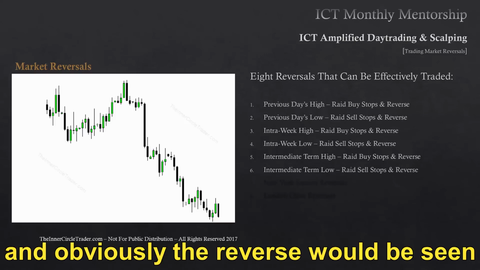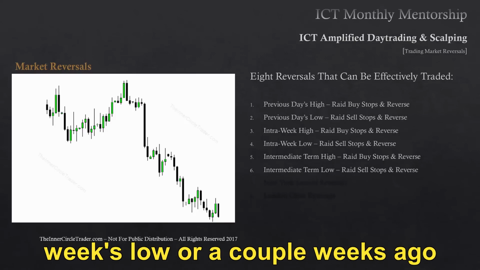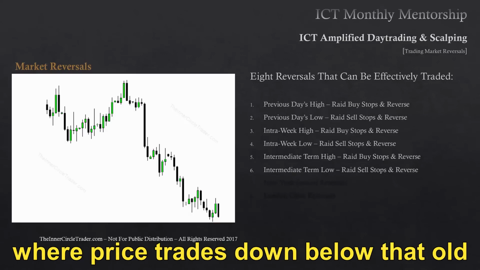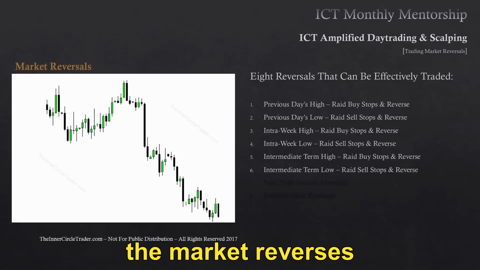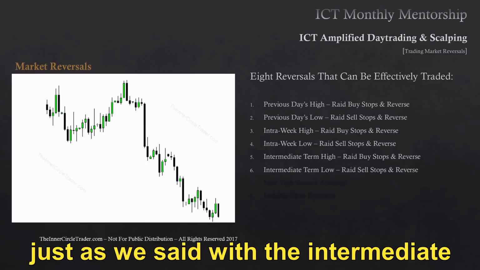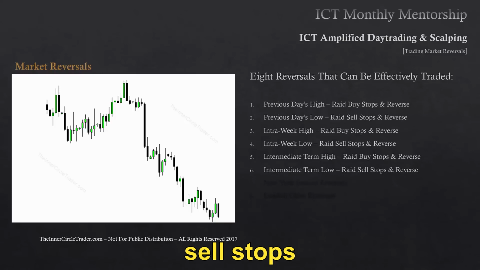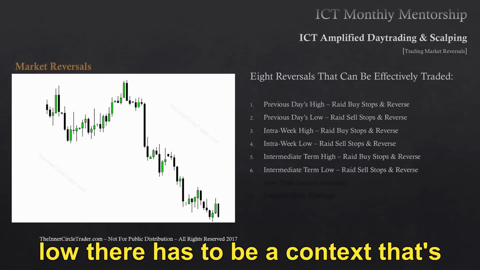And obviously the reverse would be seen as an intermediate term low, where last week's low or a couple weeks ago, previous month, that type of scenario, where price trades down below that old low and it raids the sell stops and then the market reverses. Just as we said with the intermediate term highs, we don't simply just buy the sell stops and anticipate a reversal on every old low. There has to be a context that's used.